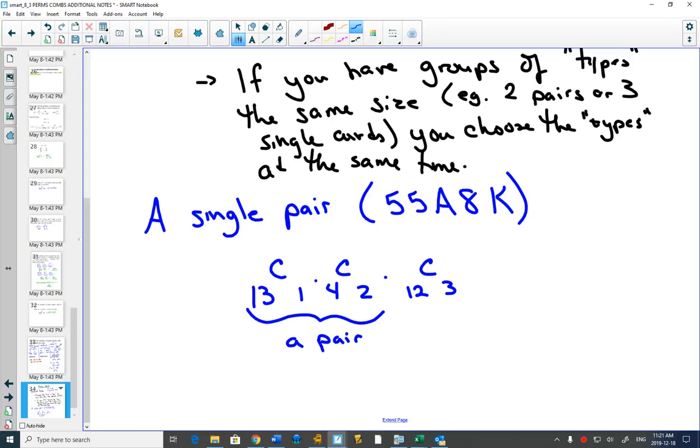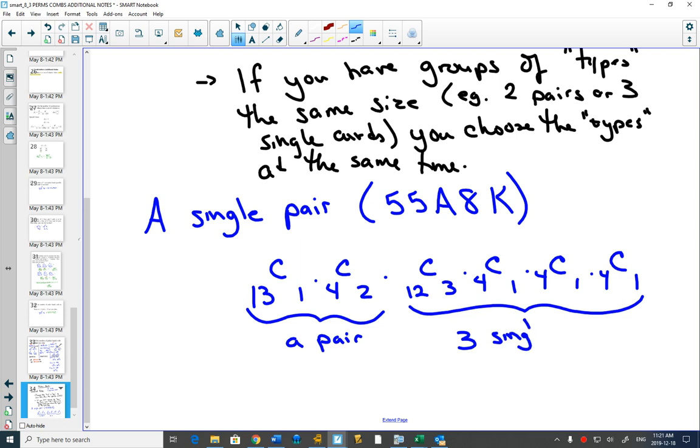In my example, I chose the ace, the 8, and the king. How many aces are there? There's 4 aces. I need to choose which one I'm going to have. There's 4 8s. I need to choose which one I'm going to have. And there's 4 kings. I need to choose which one I'm going to have. All of this together is 3 single cards. This was done together because they're all the same size, all single cards. Okay?